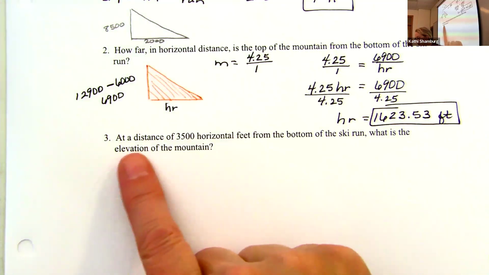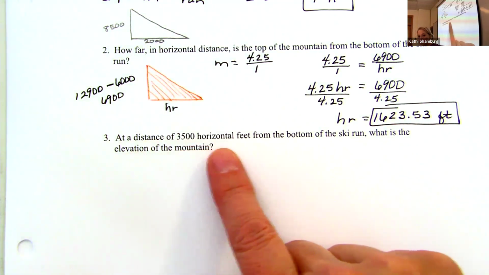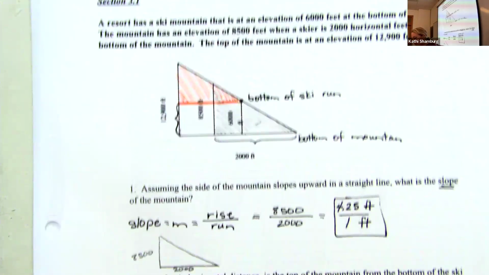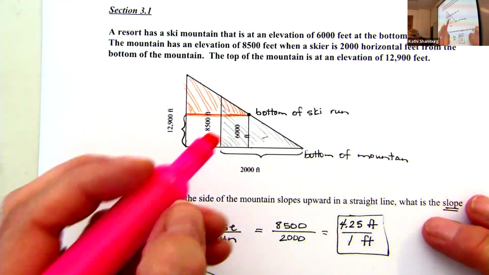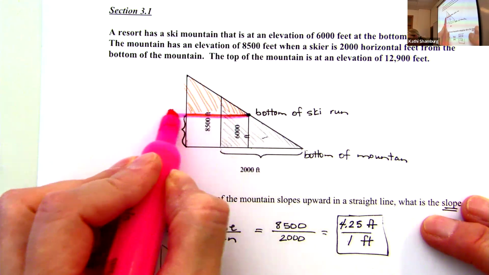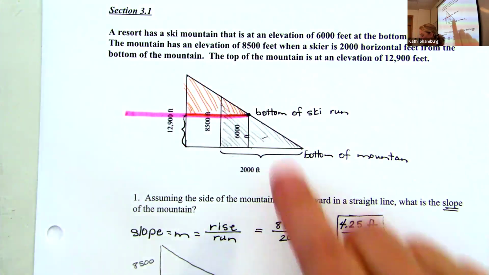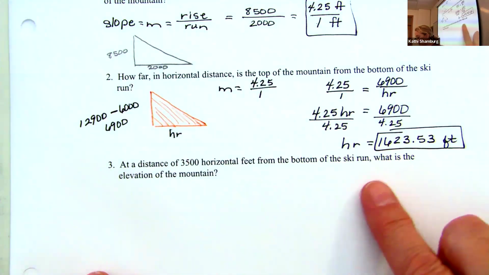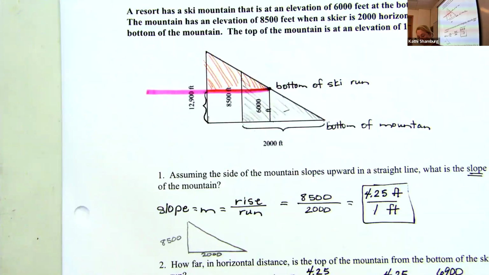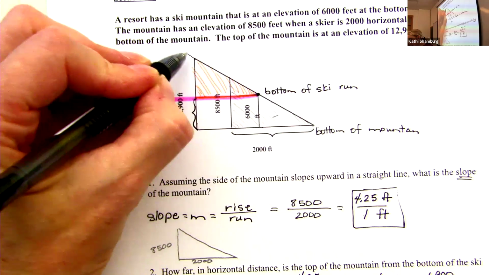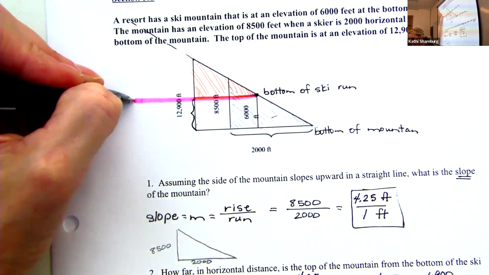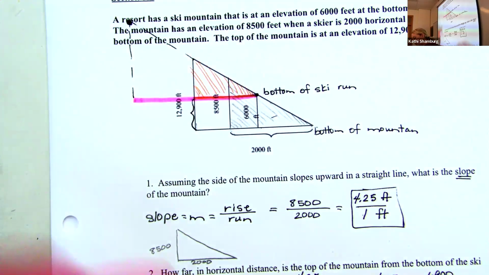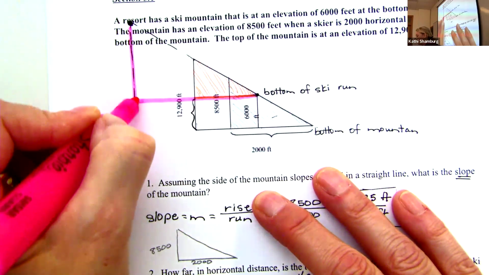All right. At a distance of 3,500 horizontal feet, so we're going left to right from the bottom of the ski run. So what it's saying is it's going 3,500 feet this way. And we already just found this to be 1,600 and whatever, so it goes out further, okay? What is the elevation of the mountain? So what it's doing is it's extending this and this, and it is asking you for this elevation right here.